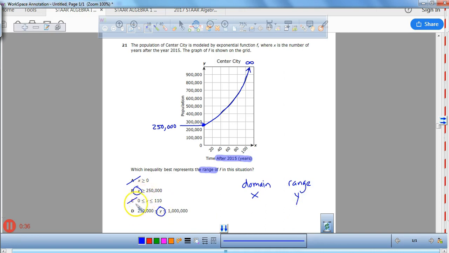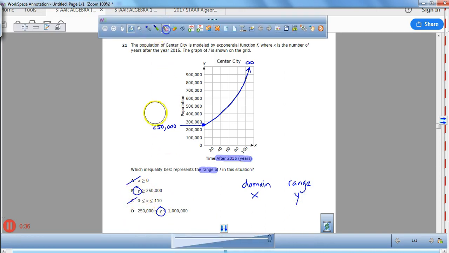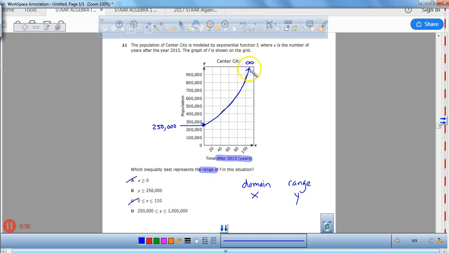So we have a couple of choices here. We have B or D. Okay? B or D, not A, C. So right now, notice if it had a limit right here, and there was a solid dot right there, then that would be answer choice D. But since it goes on forever, it's going to be answer choice B. Okay? So because of this arrow going forever and ever and ever, it's answer choice B, which means your y values are greater than or equal to 250,000.